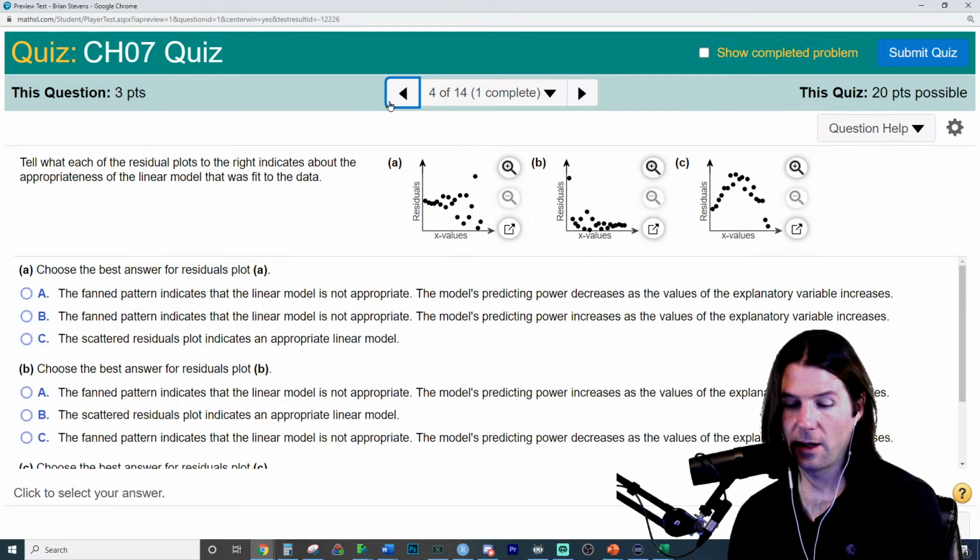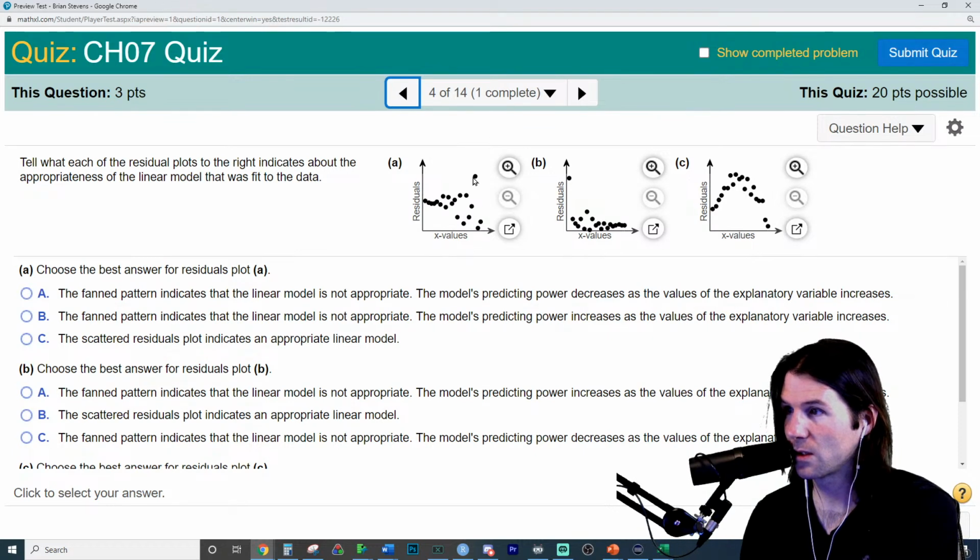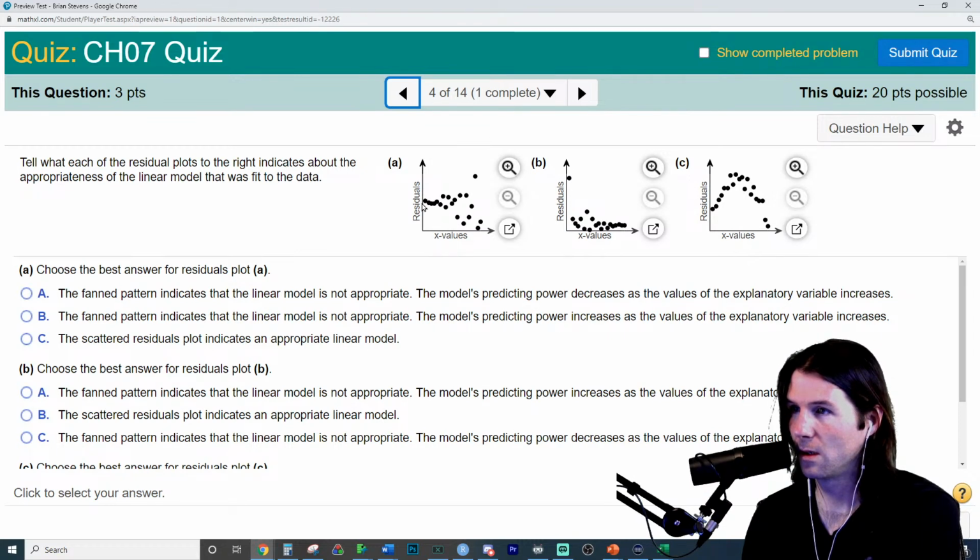Look at that first plot right here. It's got a problem with what? Notice the points fanning out right there. The fan pattern. The model is getting weaker as we go across these residual plots. It starts out really tight right here, and then it gets wider.